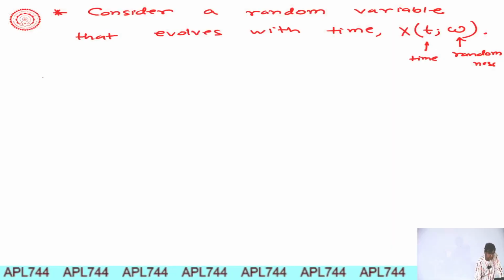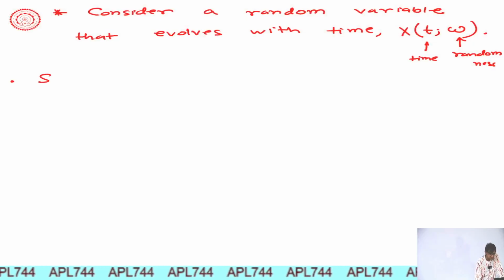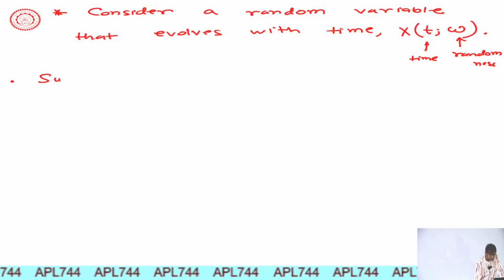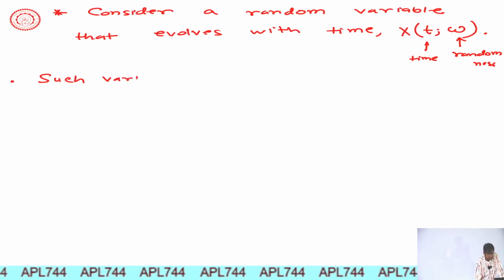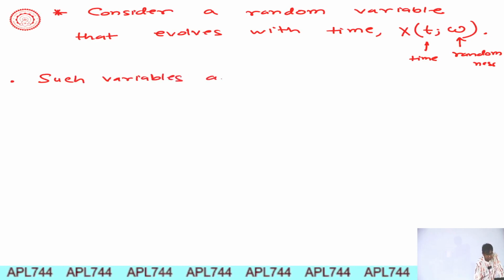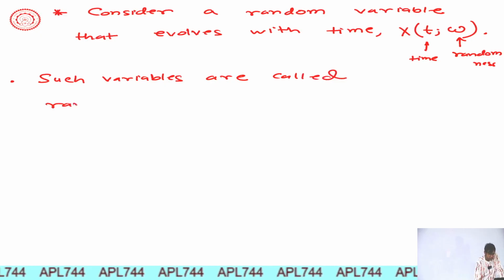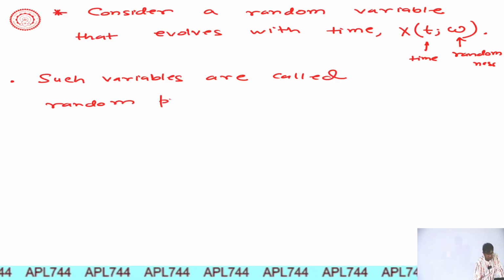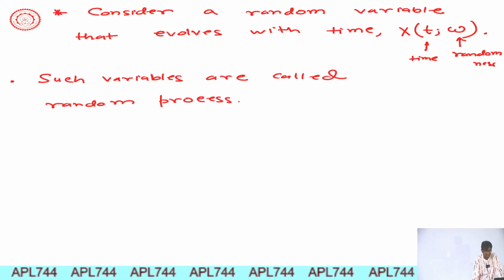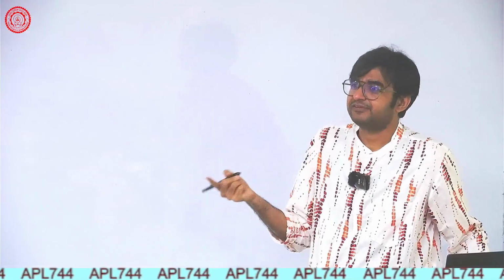So now, with this background, let us also assume, but let me first write that such variables are called random process. Random process, or sometimes random field, but if it is a field, then generally t should be replaced by x. Omega. And yes, so very simple.